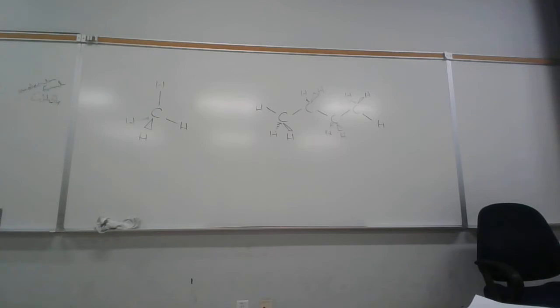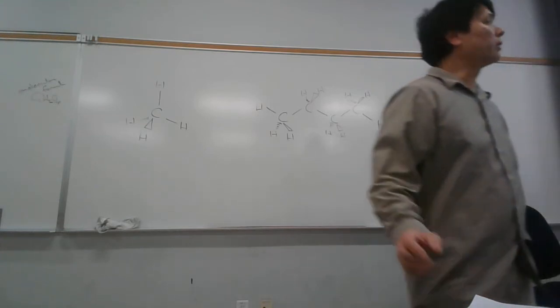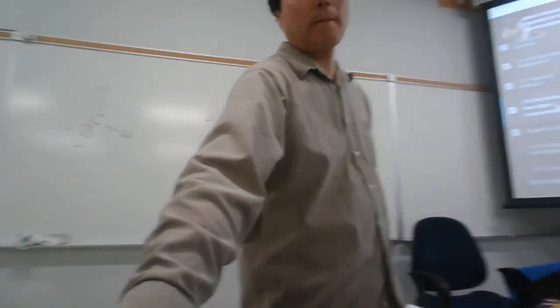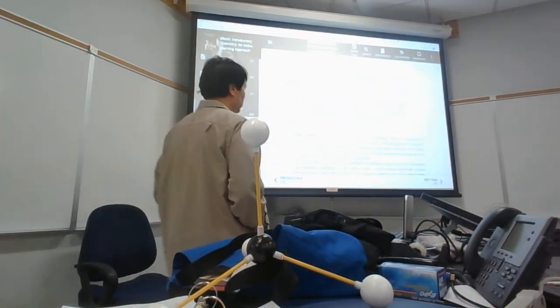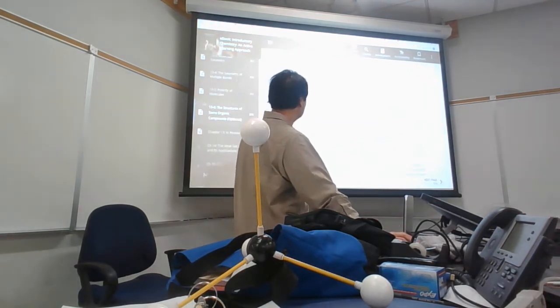Okay, I'm going to skip polar heritage molecules temporarily, and we'll come back to that. So let's look at the structure of organic compounds next. This is optional, but we'll cover it.